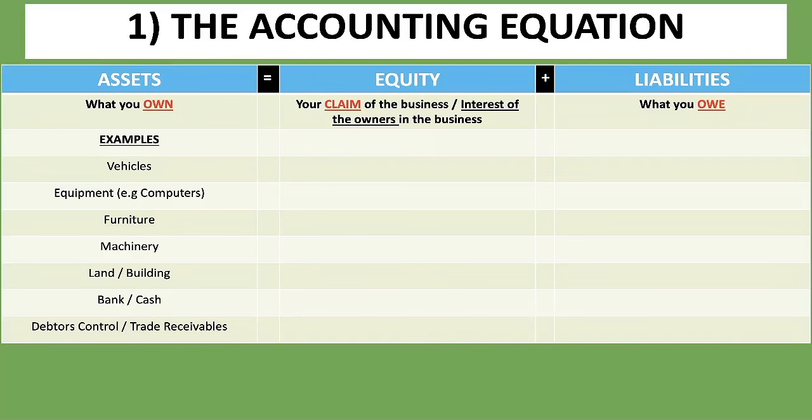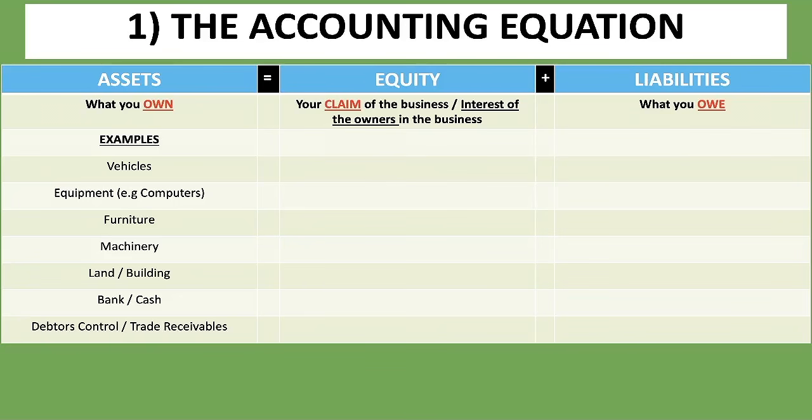Debtors control or trade receivables, these are also assets, and it's very important that you understand this because students usually make a mistake with debtors control and creditors control. But firstly, let's deal with debtors control. What is debtors control or trade receivables? Well, these are people who owe money to the business because we sold to them on account or on credit and they have not paid us yet. So it's very important. Debtors control or trade receivables are assets because it's what is owed to us.